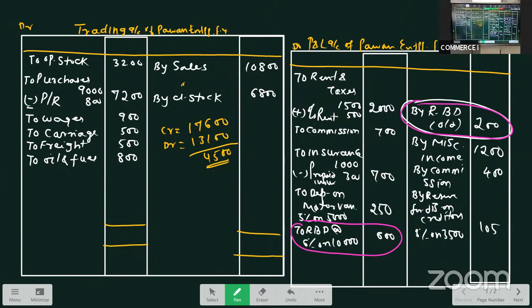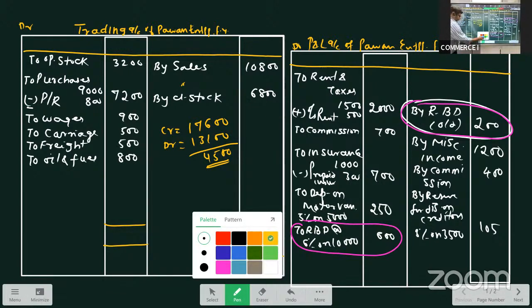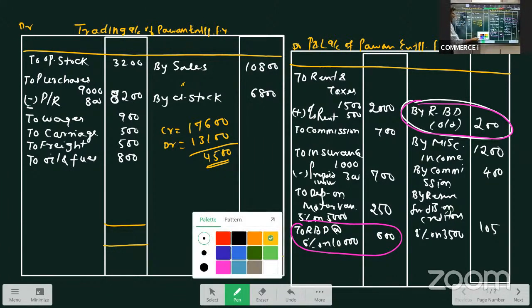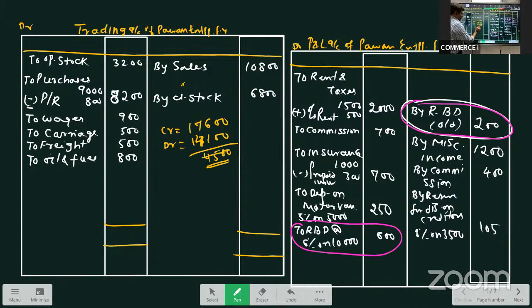But the one given is 3,500. Sales are 10,800. Purchase returns 800. That is 8,200, so this will be 14,100. So our net result will be 3,500. So 3,500 is the gross profit. This is the gross profit carried down to P&L account.